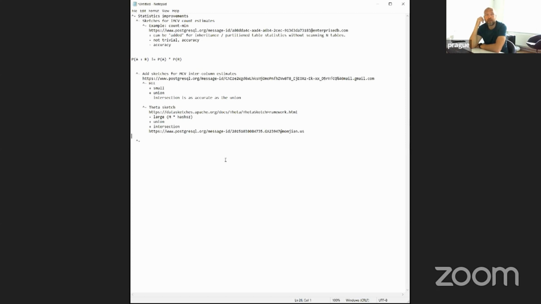I have a question, which is, I'm not clear how the HLL sketch is better than our current cross-column statistics. Are we going to have sketches for every possible pair of columns? No, the whole idea is that you actually don't need to build cross-column statistics, right?